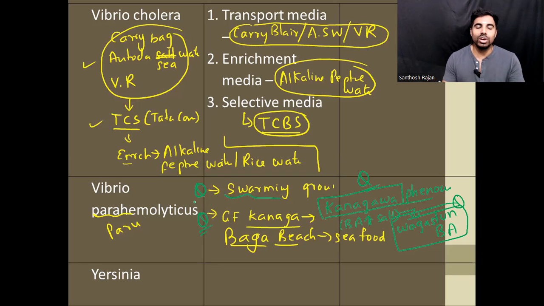So okay. First, swarming has two parties. One is a tea party with Prochita and Sara. This is our Paru, which Paru? Bacteria Paru, not the virus Paru, bacteria Paru. And another one is with the girlfriend Kanaga, Kanagawa phenomenon, go to Baga Beach for seafood. That's it. Okay, got it? Now next one. Last one in bacteria.